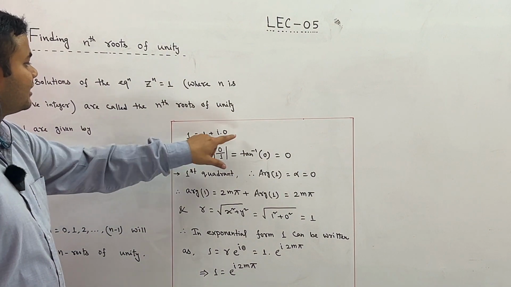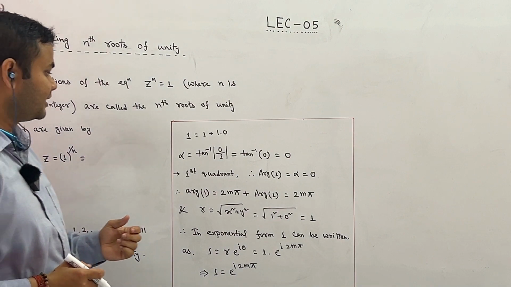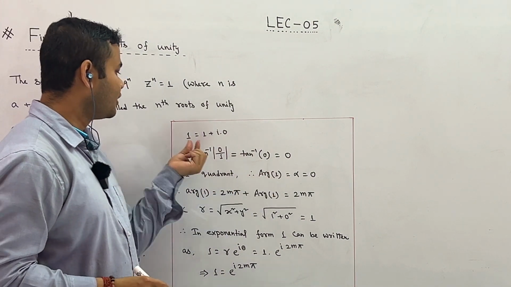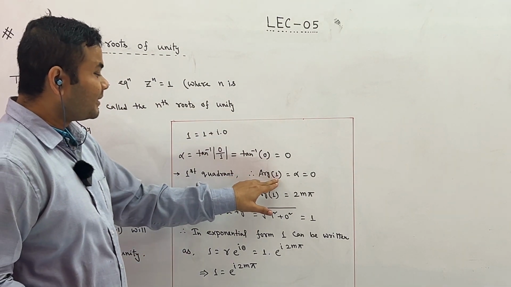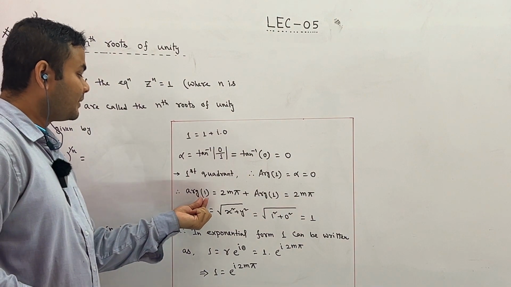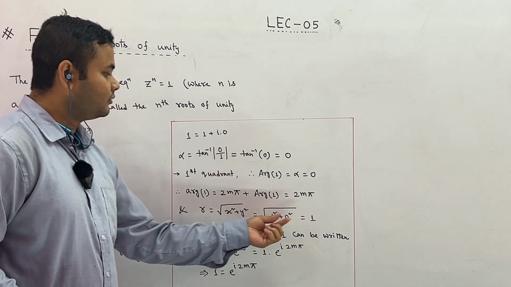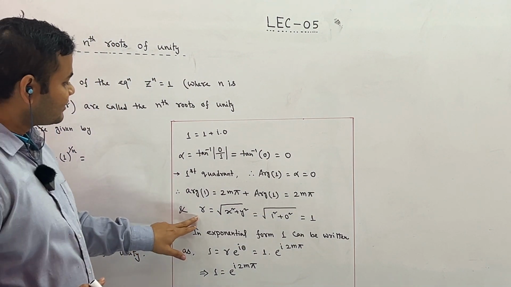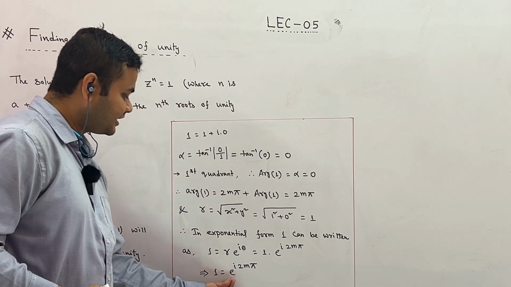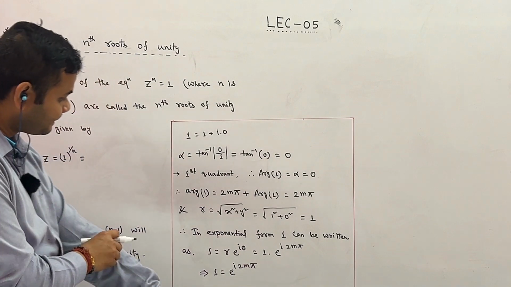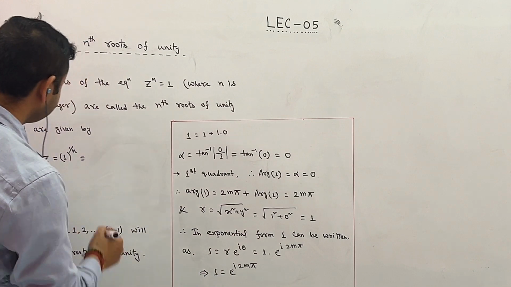Again, we have noticed that this complex number is located in the first quadrant of the Argand plane. Therefore, the principal argument of the complex number 1 will be equal to 0. If the principal argument is 0, then the argument of the complex number 1 will be equal to twice m pi. Again, r will be equal to 1. After finding r and theta, we can write 1 in exponential form as e to the power iota twice m pi.